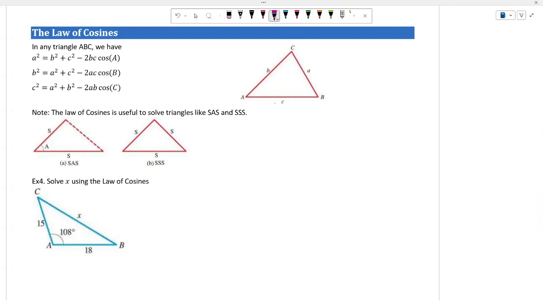If I want to use the angle B and the side b, then it will be b squared equal to a squared plus c squared minus 2ac cosine of B. How about if I'm using the angle C and the side c opposite of it? Again, a and b are adjacent to the angle C. In this case, it will be c squared equal to a squared plus b squared minus 2ab cosine of C.